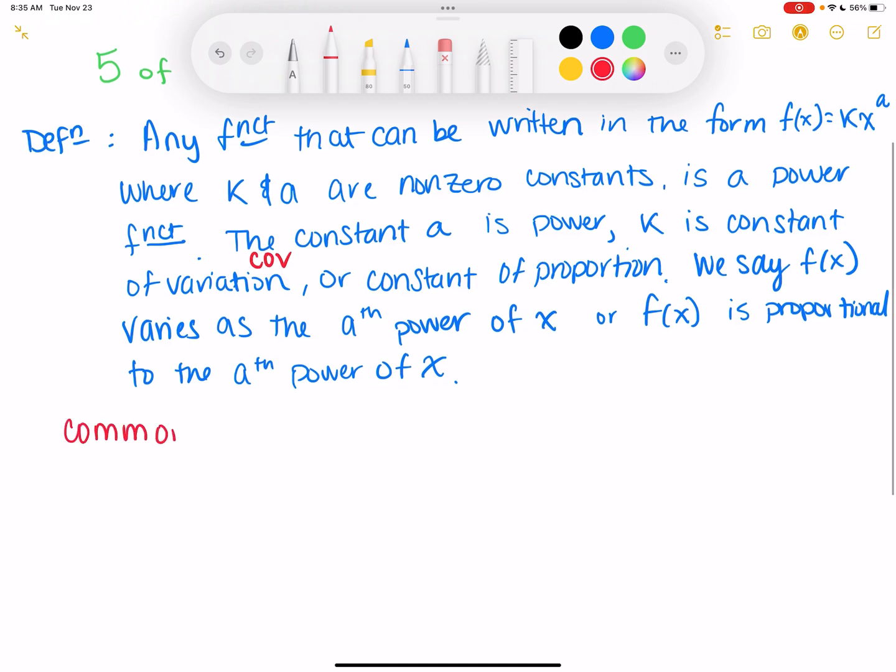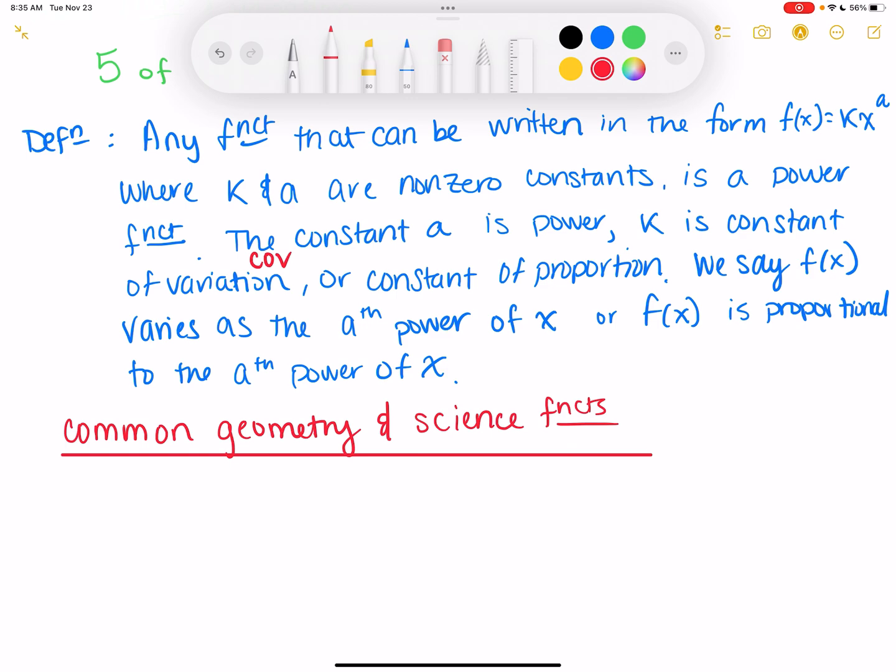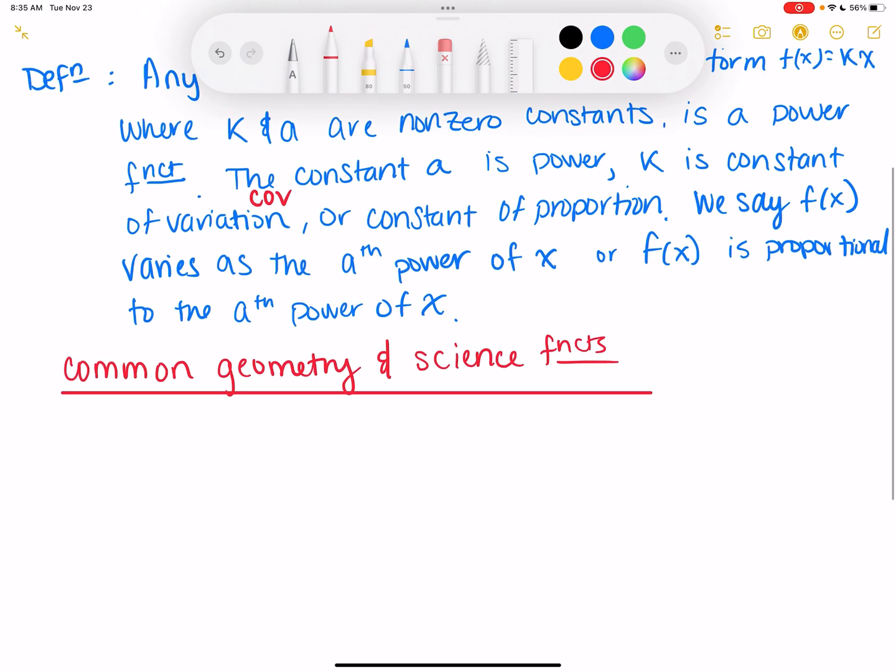Alright, so we're going to go over some common geometry and science functions. No one likes geometry. So we're going to make a little table here. It's going to have 4 columns, 5 rows. So we're going to have name, the formula, the power, and the constant of variation.